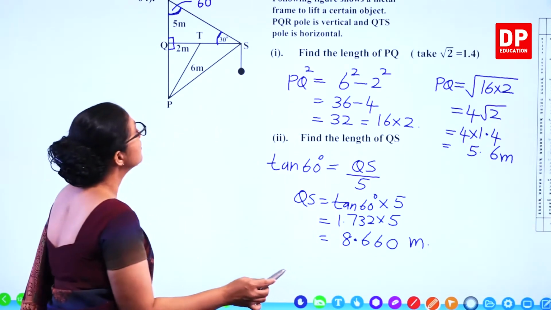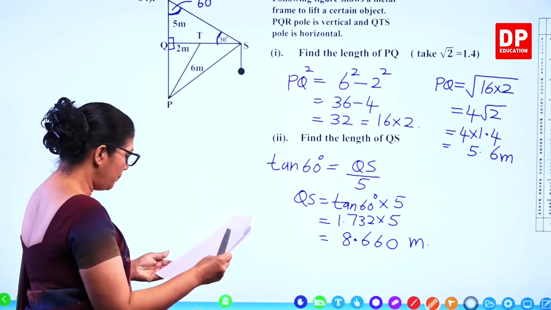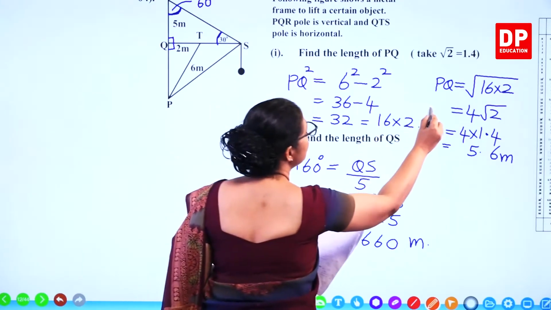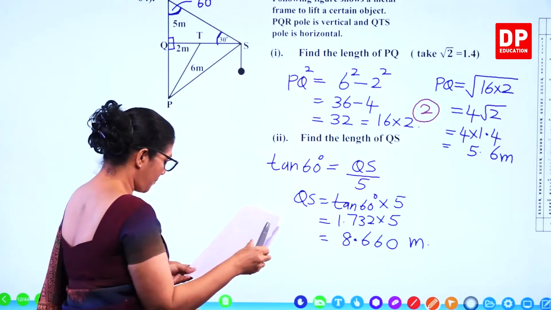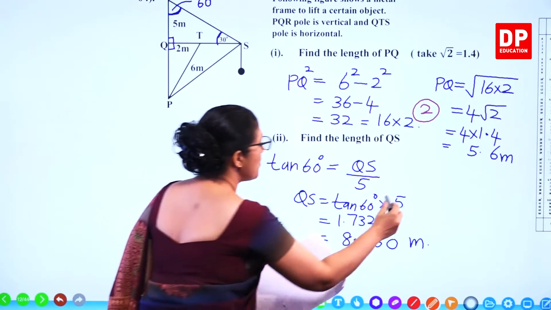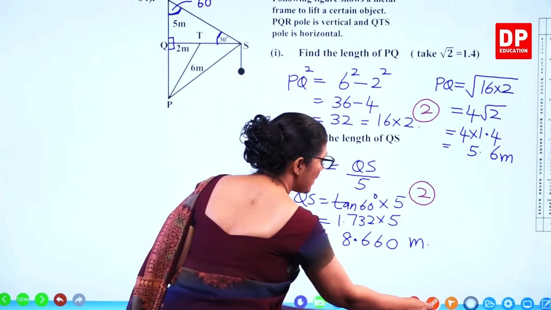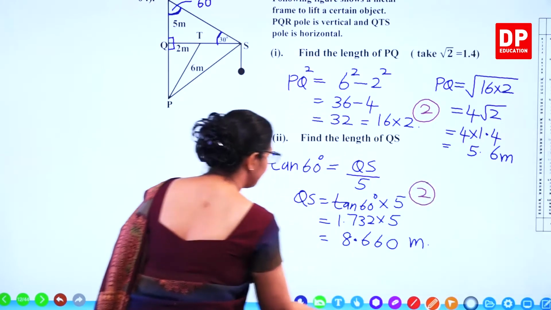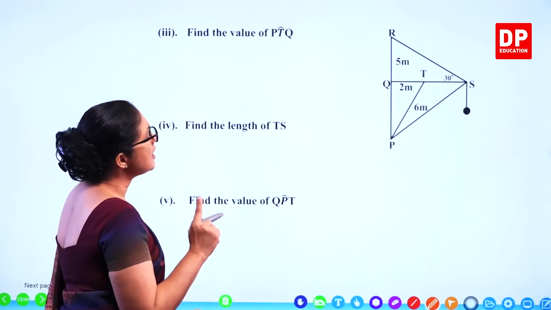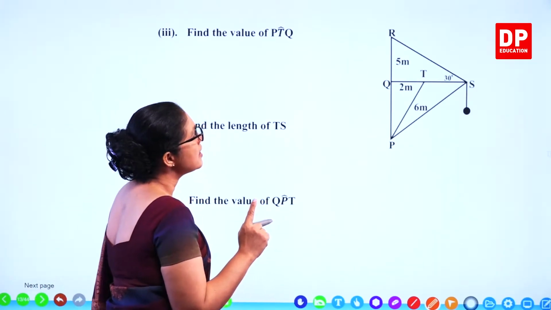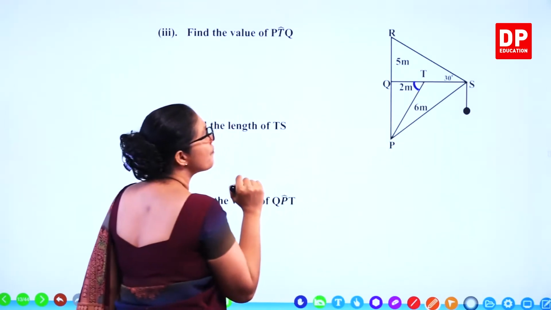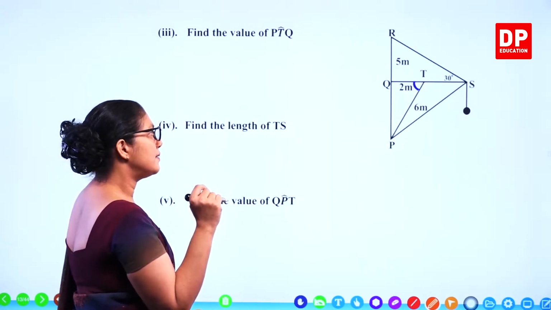How many marks? Question number 4, 5.6. You get 2 marks. And the second one, 8.66. You get 2 marks. So let's do the next one. Find the value of PTQ. PQ, this angle. How can we find out that angle?